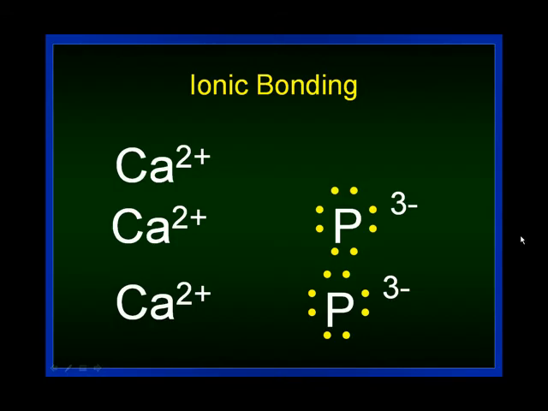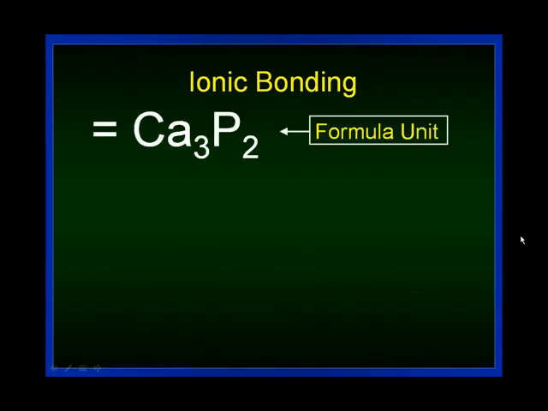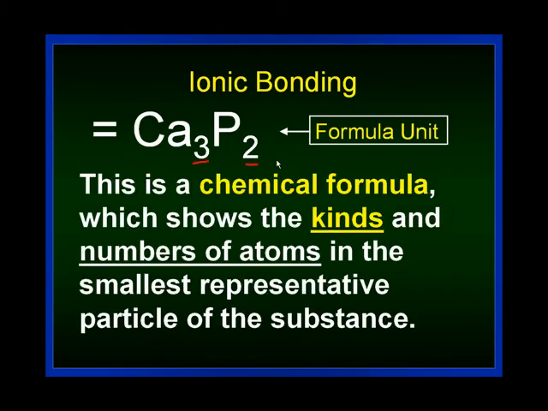So when we go to write our chemical formula, because that's what you're actually starting to do in this unit, you're learning how to write chemical formulas. This is what it looks like. I have 3 calciums and 2 phosphorus. And so my chemical formula now is Ca3P2. And that whole thing is called a formula unit.